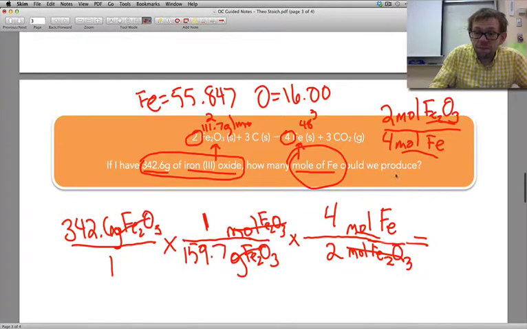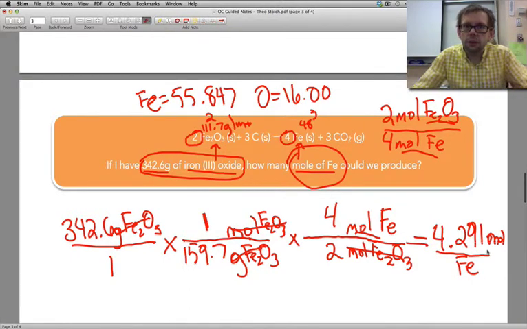So I end up with 4.291 moles of Fe. Bam! Direct sig figs. Bam! That's how we do it.